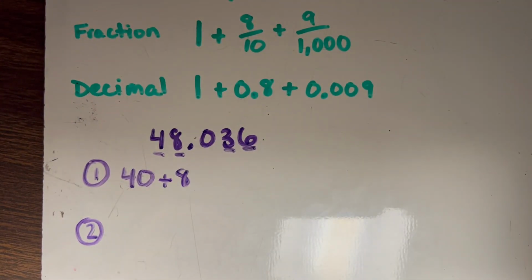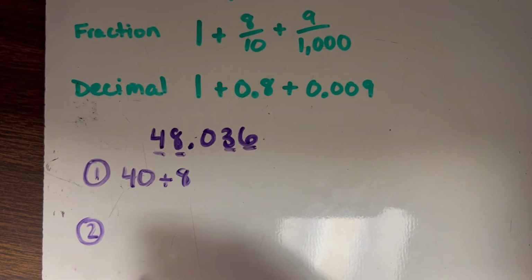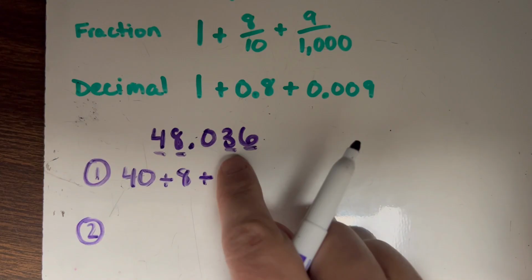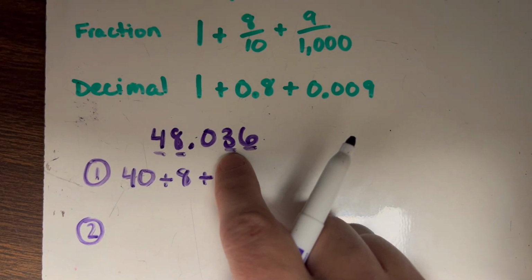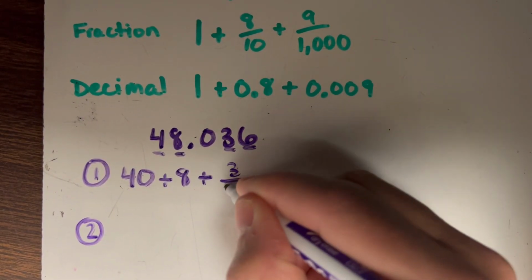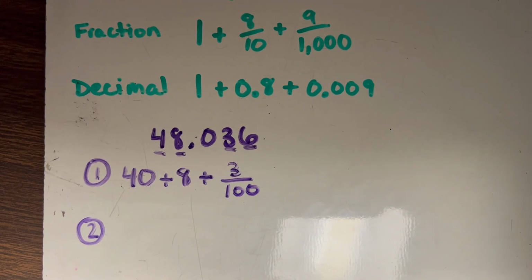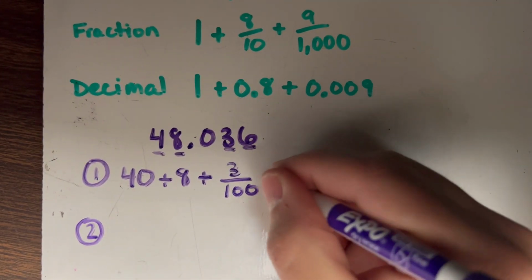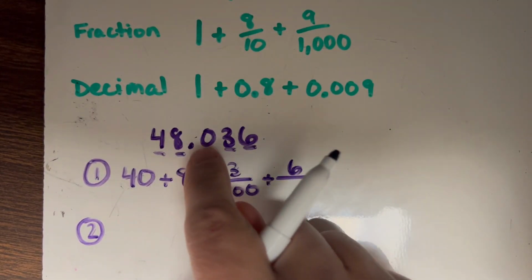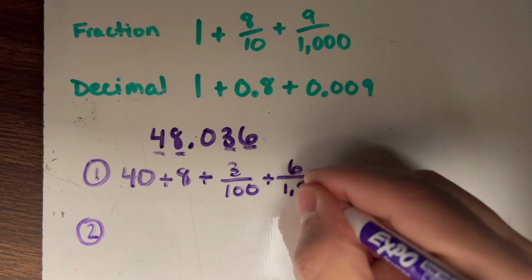The marker's kind of dying. Another plus sign. And now I'm going to write what this is. This is 3 hundredths. And then the last one I'm going to write as 6 thousandths. Tenths, hundredths, thousandths. Pretty easy.